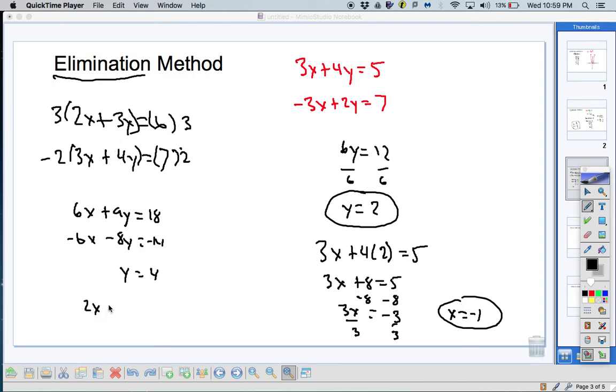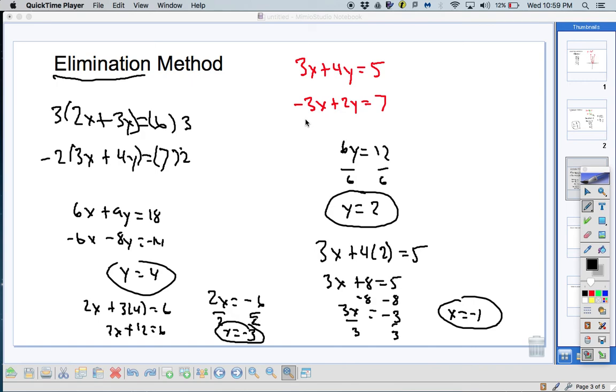So let's say I have 2x plus 3 times 4 is equal to 6. And 2x plus 3 times 4 is 12 is 6. Subtract 12, and you get 2x is equal to negative 6. And lastly, we're going to divide by 2. So x ends up being negative 3. Okay, so there's my two answers.